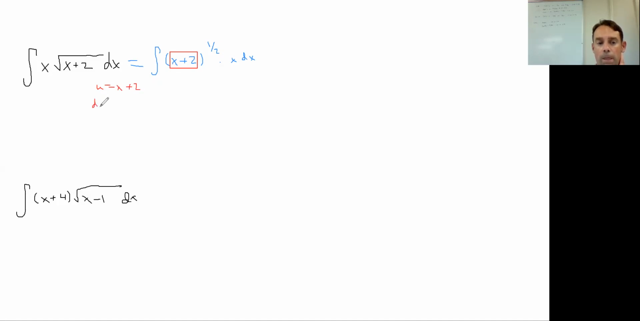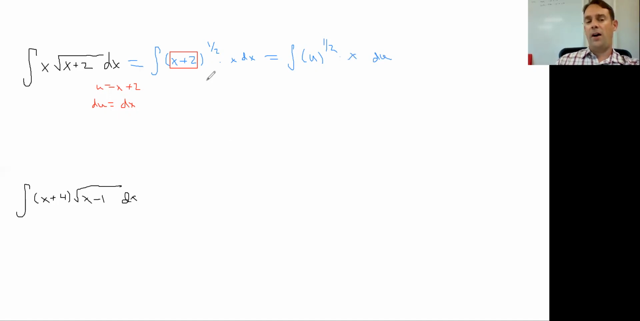And du equals dx. Now, friends, I don't know about you, but that's a little confusing. If I do my substitution and put it back in there, I have my u to the 1/2. I have my du over here, but I still have this x. I don't want that x there, friends. I need to figure out how to take my x and write it in terms of u.